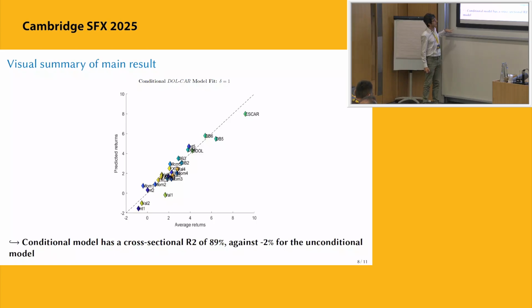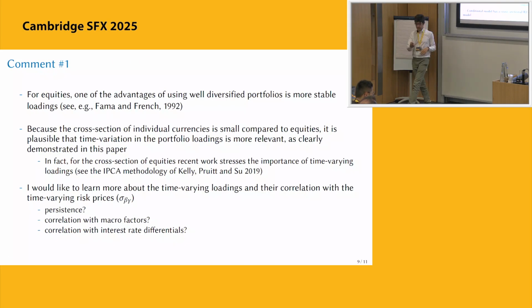Okay? Result in one slide. Thomas showed this slide, this picture. You see that predicted and average return line up very, very well. The R square is 89%, whereas it's only 2% for the unconditional model. So I'm going to have two sets of comments. I'm going to be very, very brief.